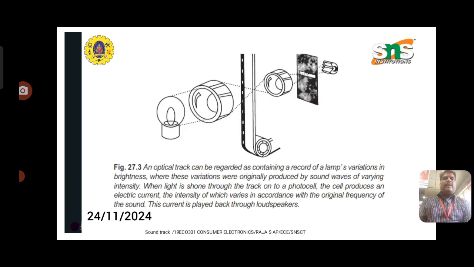So this is the image where an optical track can be regarded as containing a record of lamp variations in brightness, where these variations were originally produced by sound waves of varying intensity. When light is shone through the track onto a photocell, the cell produces an electric current, the intensity of which varies in accordance with the original frequency of the sound. This current is played back through loudspeakers.